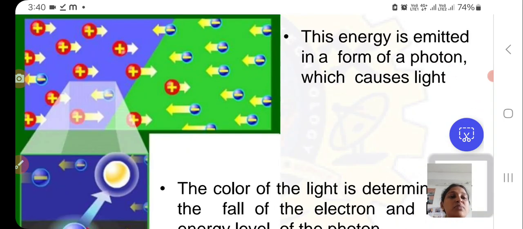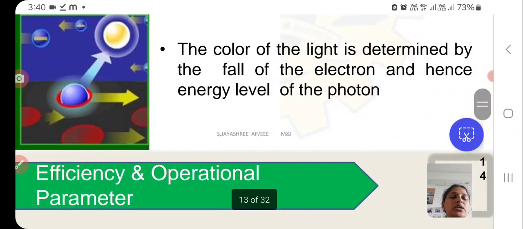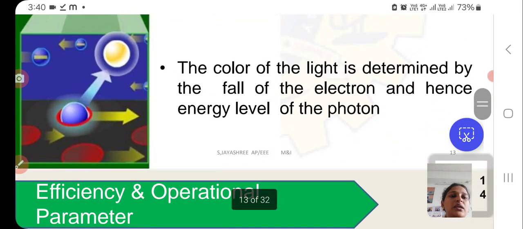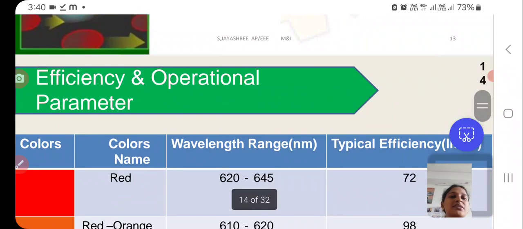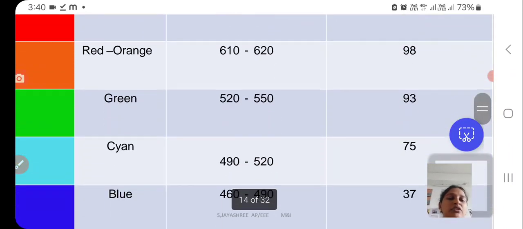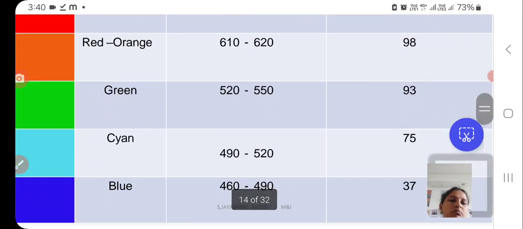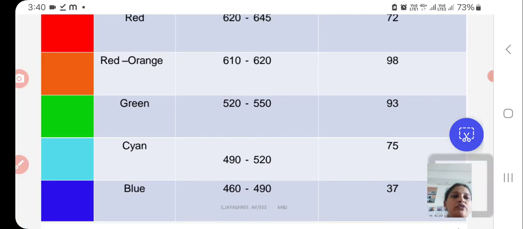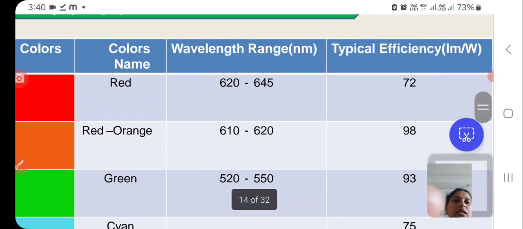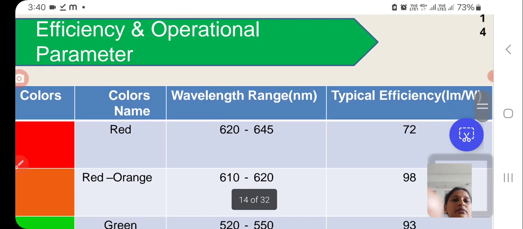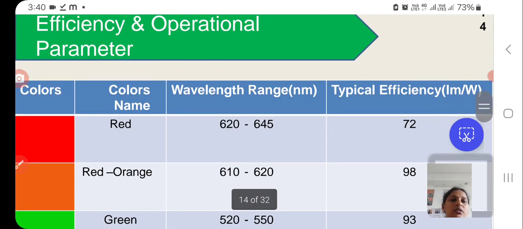Photons are nothing but bundles of energy which are emitted in the form of light. So the color is determined by the fall of the electron and also the energy level of the photon. This is how light is emitted from LEDs. If we want to get different colors in an LED, then the wavelength should range over different values.